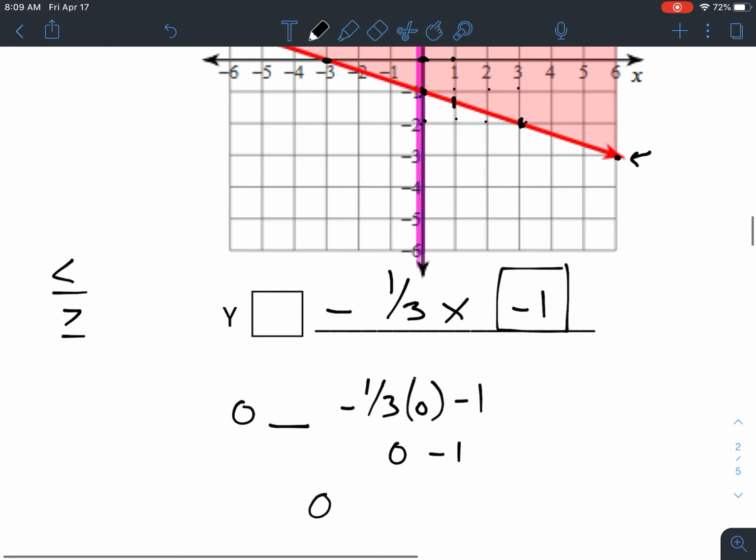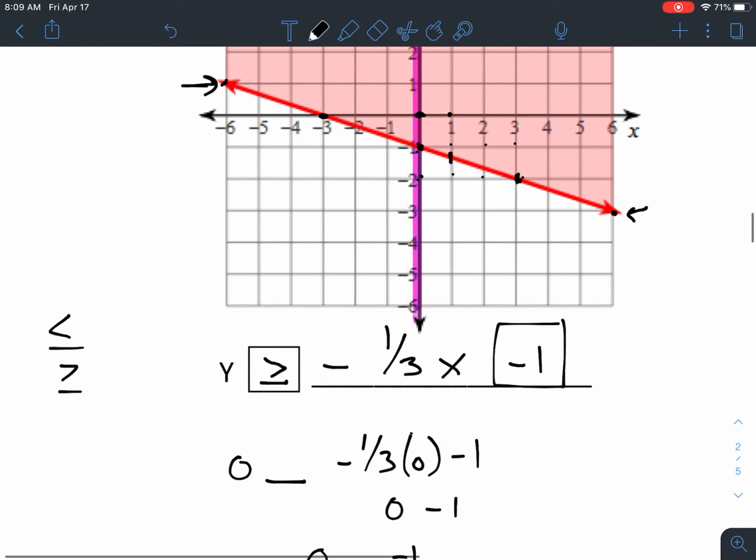And we know 0 has to be greater than or equal to. So because it's shaded, that means it works up there. So we have to do the symbol facing the Y. Okay, and the reason for that is because we can't have -1 being greater than 0, because we know right here, this number here is in the shaded area. So it means it works. So it's got to be the sign facing the Y.